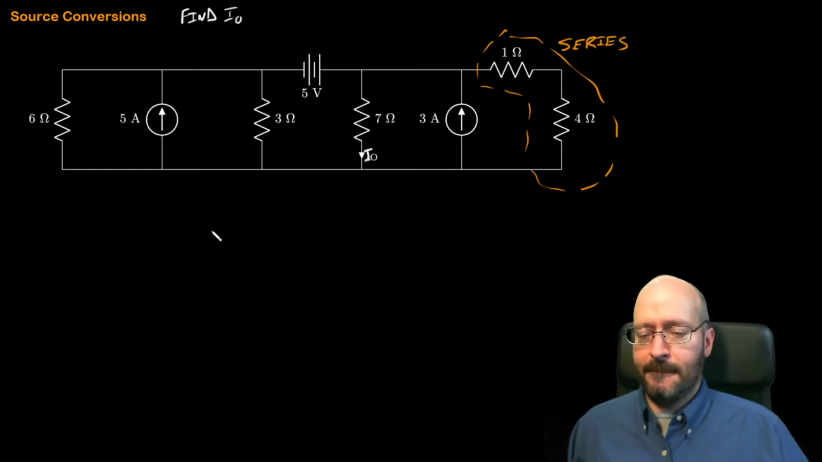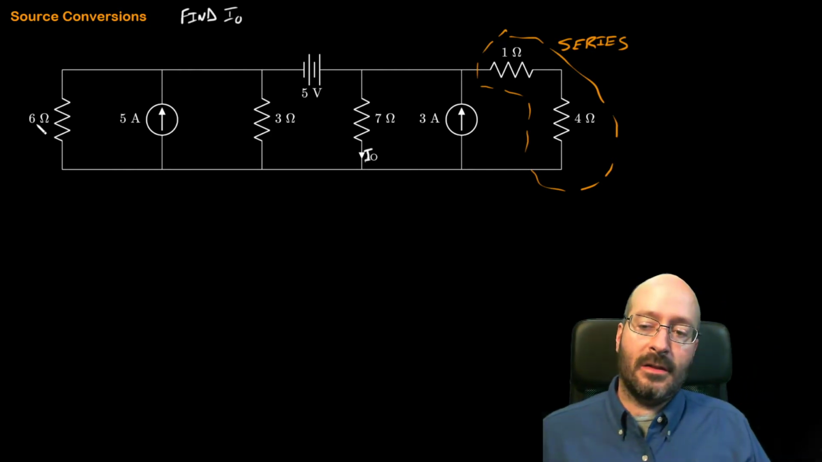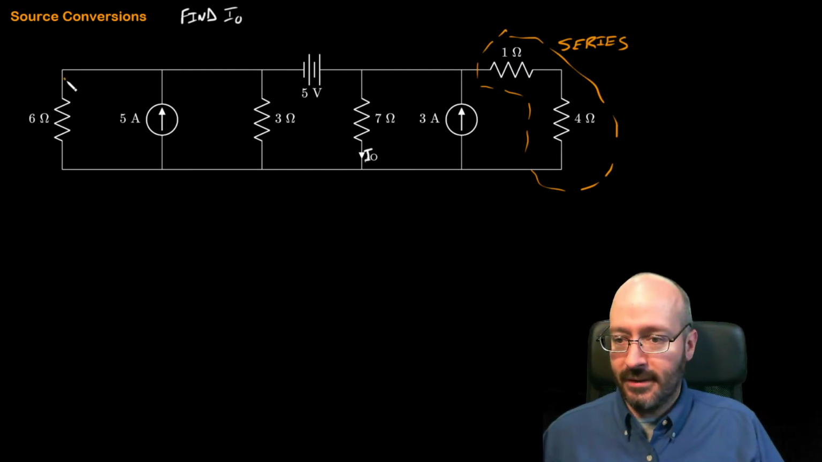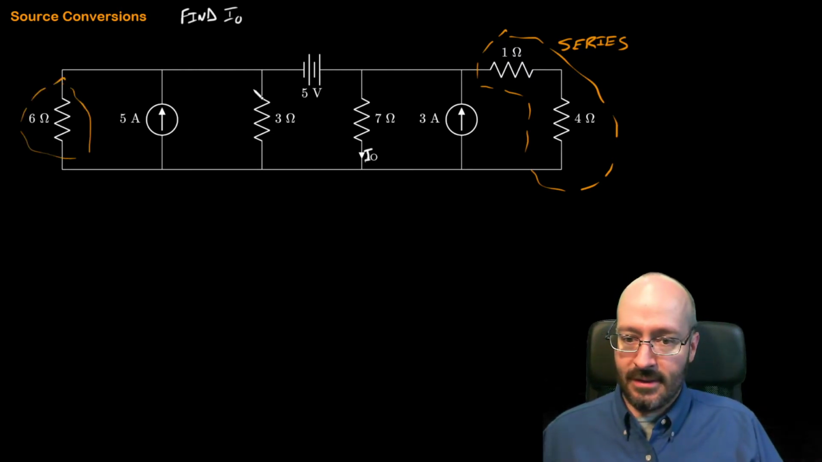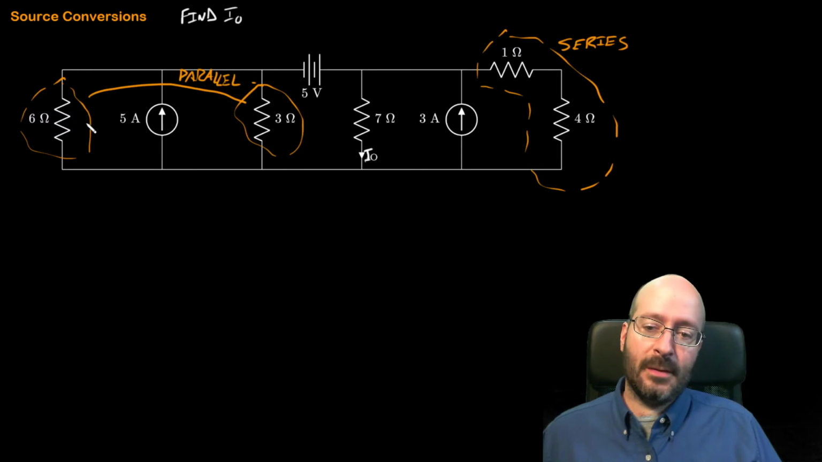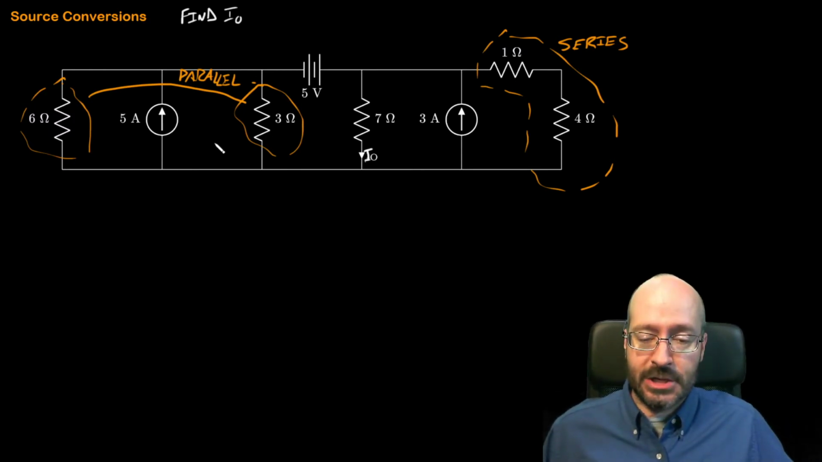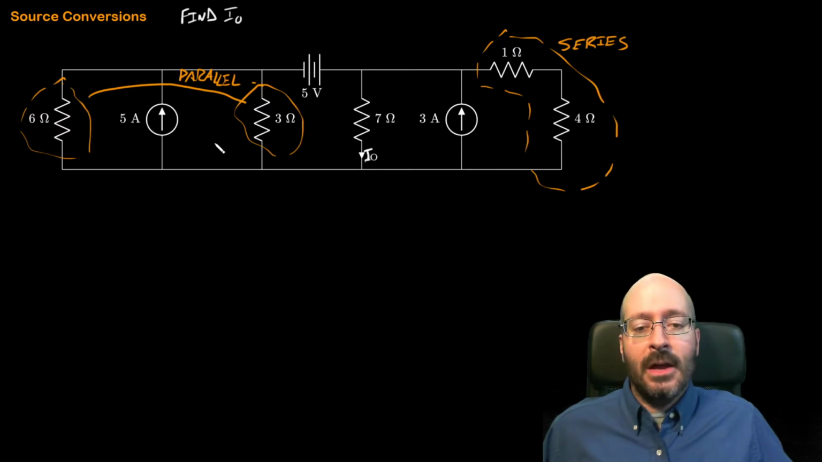Anything in parallel, and we got to be a little careful with this one. A lot of people correctly identify the 6 and the 3. Okay, that these are in parallel. They're separated by this current supply, and they are in parallel with the current supply, but we can't combine those yet. We can convert them, right? We can make that parallel combination as we redraw.